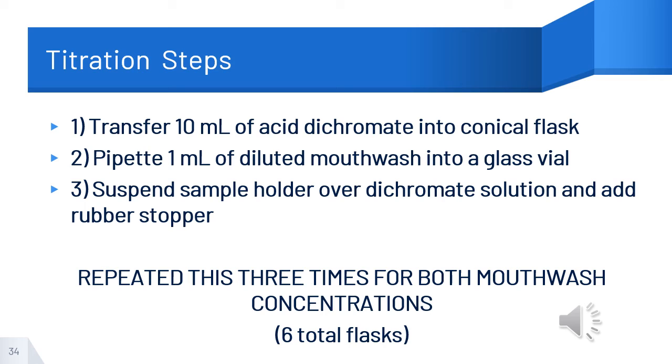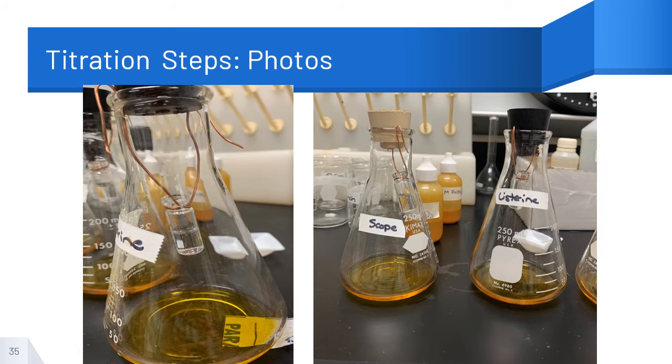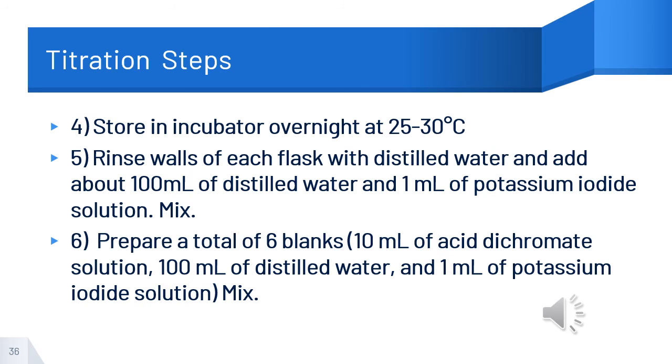My first step was to transfer 10 milliliters of acid dichromate into a conical flask, pipette 1 milliliter of diluted mouthwash into a glass vial, suspend the sample over the dichromate solution, and add a rubber stopper on top. I repeated this 3 times for both mouthwashes, which is a total of 6 flasks. Step 4 was to store the flasks in an incubator overnight at 25 to 30 degrees Celsius.